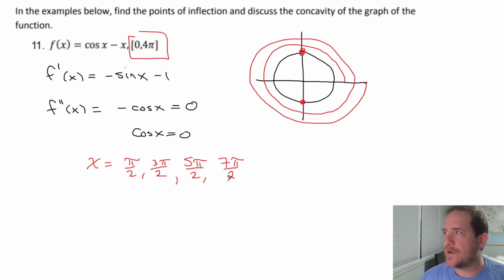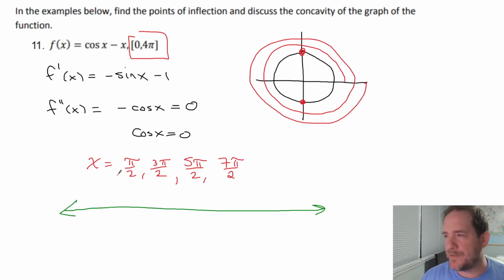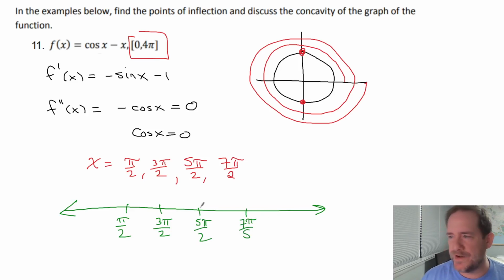And discuss the concavity of the graph. So alright, I guess I have to build myself a sine chart again. And I need to plop all of these values on my number line. So pi over 2, 3 pi over 2, 5 pi over 2, 7 pi over 2. So I've got 5 different intervals to test, but the good news is it's pretty easy to test these because all I care about is just plain cosine.